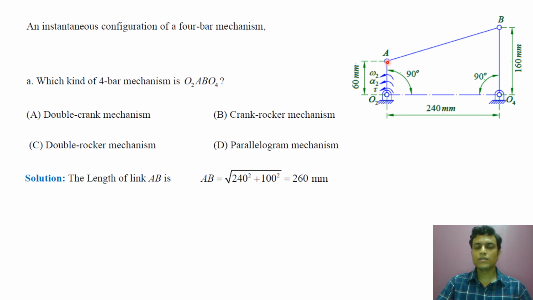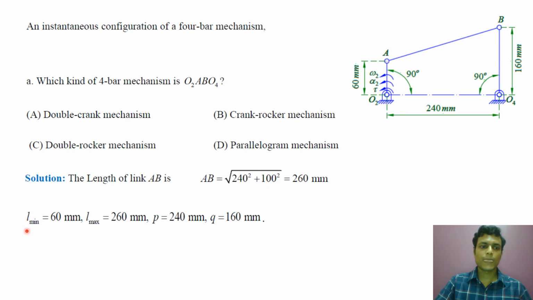What construction have we made? We have drawn a horizontal line from point A, and from the intersecting point, the distance of B will be 160 minus 60, 100. So this is 100 and this is 240. So the length of AB is 260 millimeter. Now what is L min? 60. L max is 260. So AB is the L max.